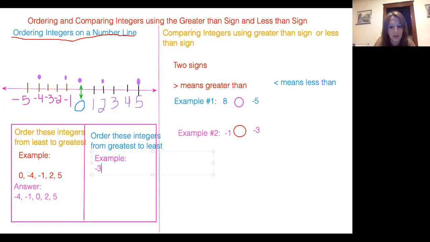So we're going to start with -3, -5, -3, -5. We're going to start with 2. We're going to do -2. Okay, we'll make it fair.